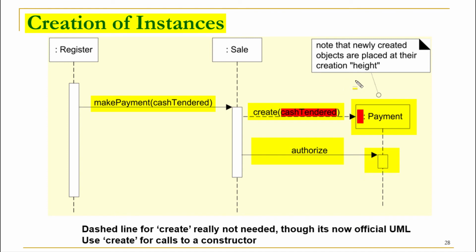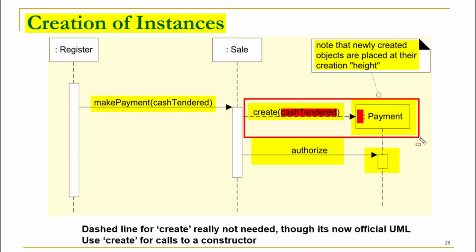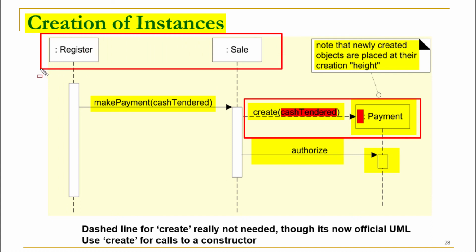Now one important thing that you must keep in mind is the height at which we are placing this newly created instance, and this is placed at the height of its creation. And you can see the height of this new object or instance is as per the create message, and it is different from the height of the already existing objects.